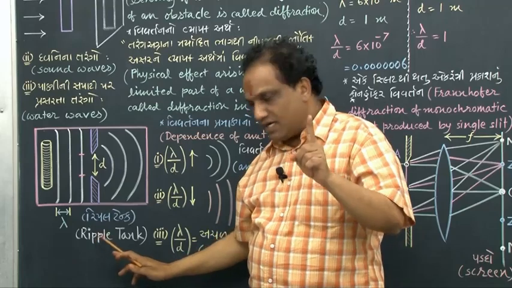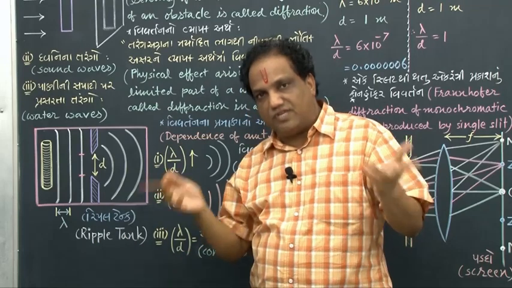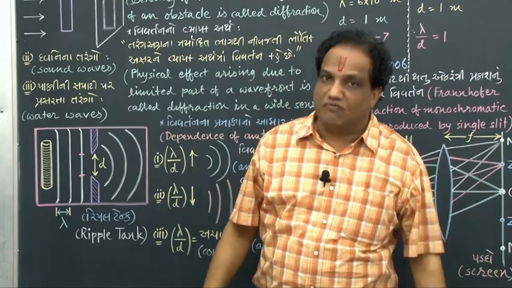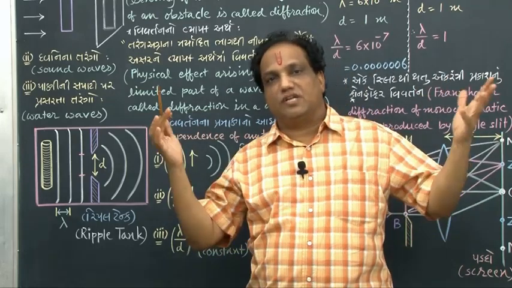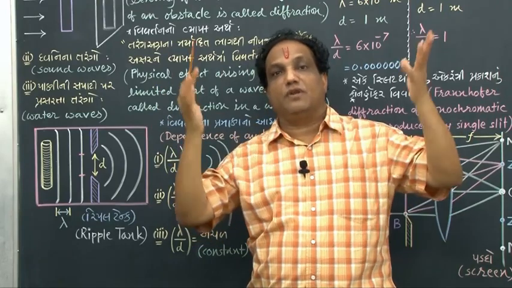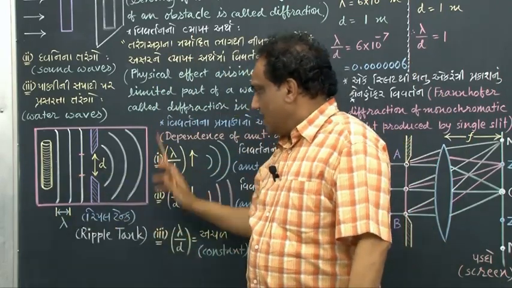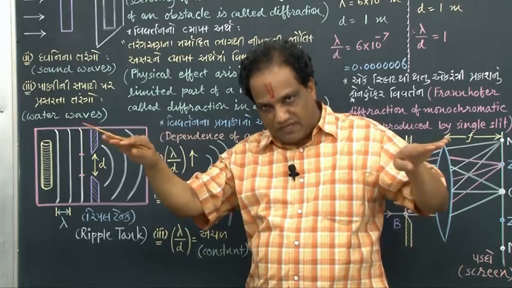Ripples means waves, tank means some vessel in which you can fill up the water, and on the surface of water you can have propagation of water waves. Such an experimental setup is known as a ripple tank. So here is the ripple tank in which there is a water surface.